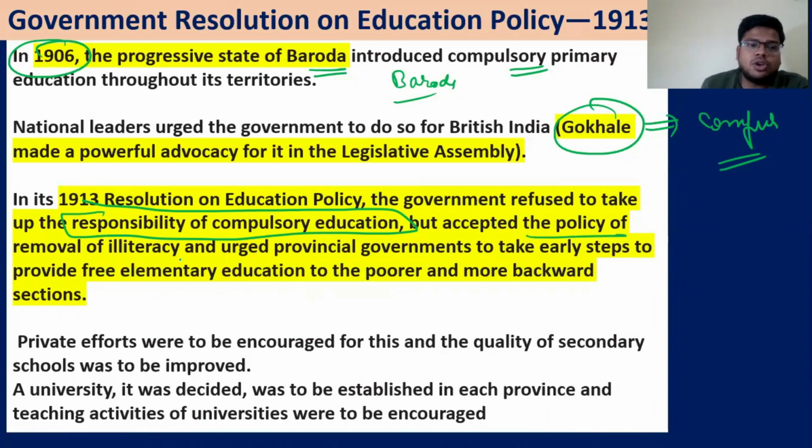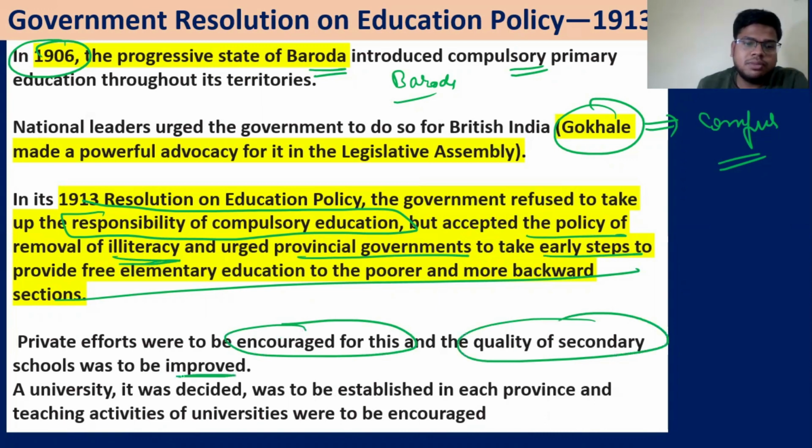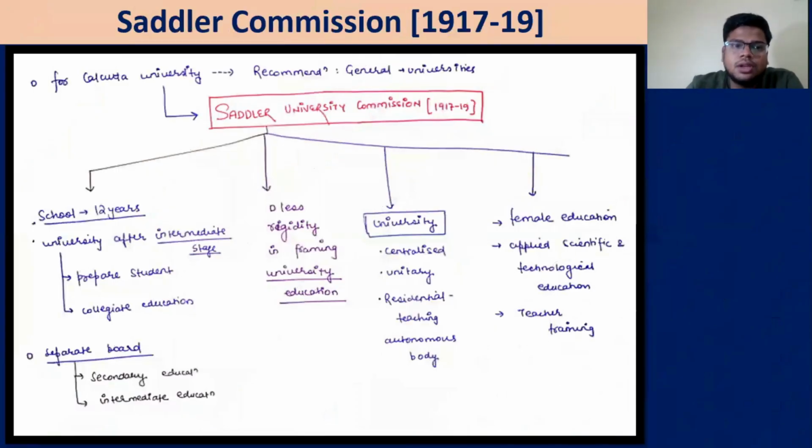But they accepted the policy of removal of illiteracy and urged the provincial governments to take steps to provide free elementary education. They said, yes, we will remove illiteracy, and provincial governments, if you want to do it, go ahead, but we cannot promise you that we will give you compulsory free education. They say private efforts are to be increased for this and the quality of secondary education will be improved. It was decided that a university was to be established in each province and the teaching activities of universities encouraged. That's all. So not very important.